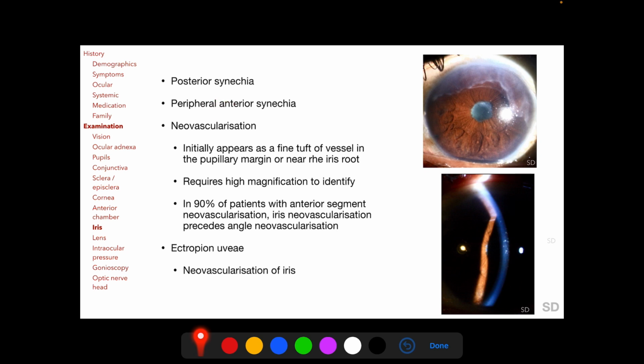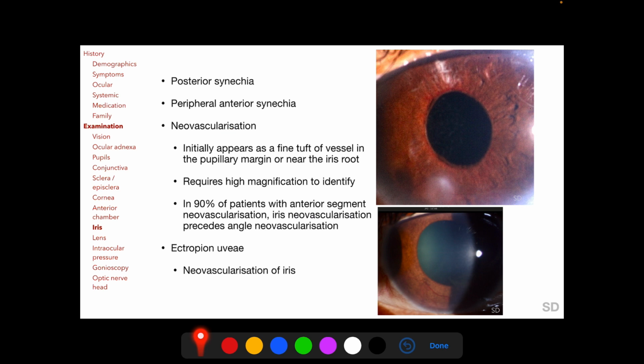Peripheral anterior synechia, as seen here in these two photographs of the same eye, is an adhesion between the peripheral iris and the peripheral cornea, leading to closure of the anterior chamber angle. In these two photographs, there is a very broad peripheral anterior synechia involving the superior portion of the iris. Neovascularization of the iris initially appears as a fine tuft of vessels either at the pupillary margin, as seen here in this photograph, or near the iris root. Early neovascularization of the iris requires high magnification to identify, but later well-developed neovascularization can be very prominent. And it has been seen that in 90% of patients with anterior segment neovascularization, iris neovascularization precedes angle neovascularization.